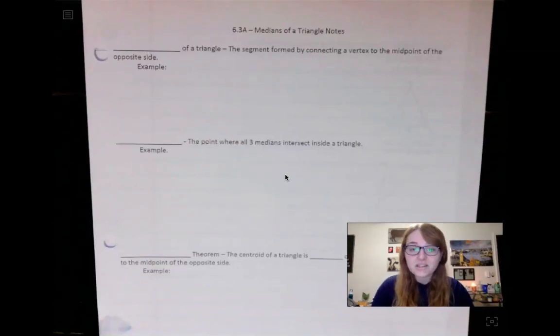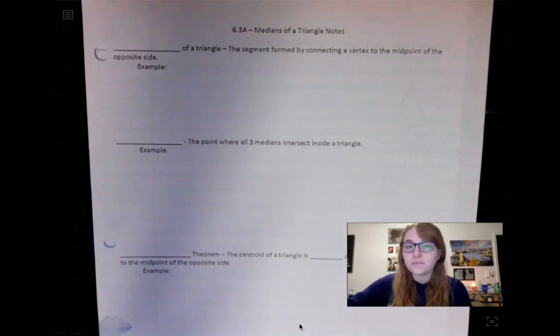Welcome to 6.3, where we're talking about medians and centroids and triangles. So we're talking about medians, centroids, and the centroid theorem today. So let's go ahead and dive right into our definition.